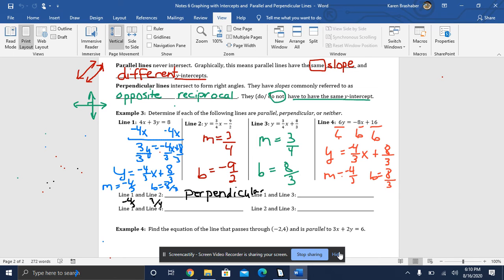Then lines 1 and 3. Line 1's slope is negative 4/3. Line 3's slope is 3/4. Again, those two have opposite signs and are flipped over. In fact, it's the exact same relationship. Lines 1 and 3 are perpendicular.